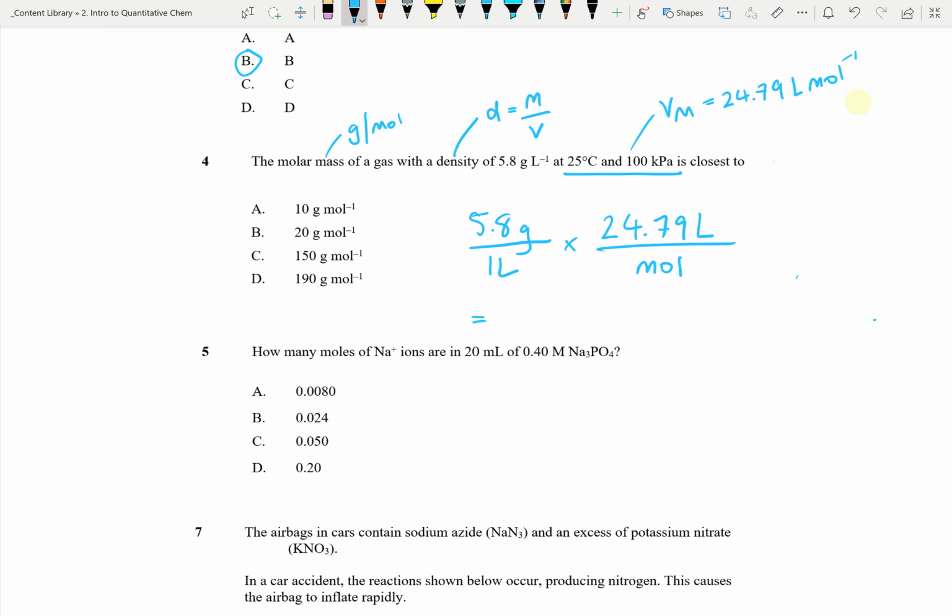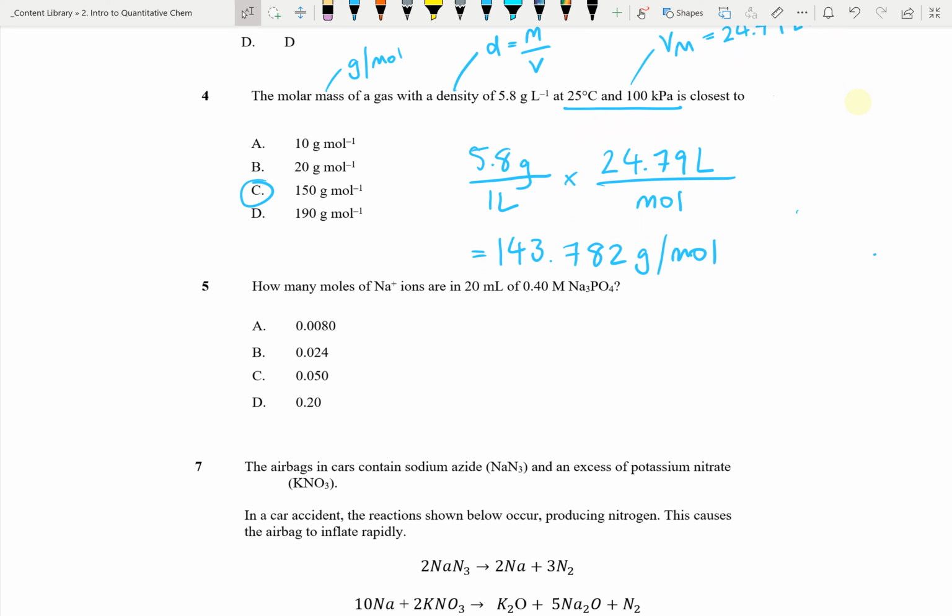So I really just need to plug in 5.8 times 24.79 and I get 143.782 grams per mole, which is the units of molar mass. And I see the question says closest to, and it is that. Now there's two sig figs, so it's not a very good question in terms of significant figures. I'm just going for the closest answer.